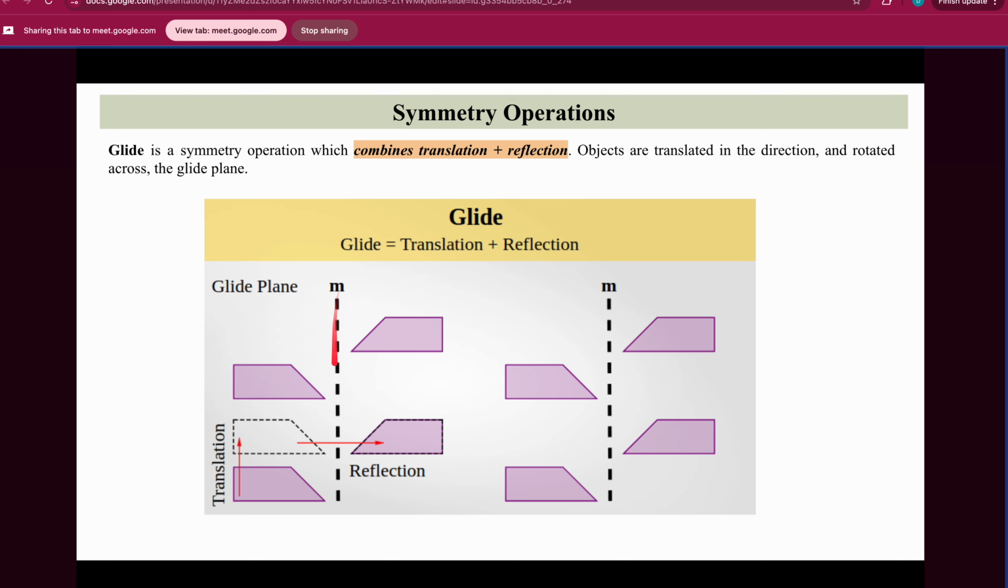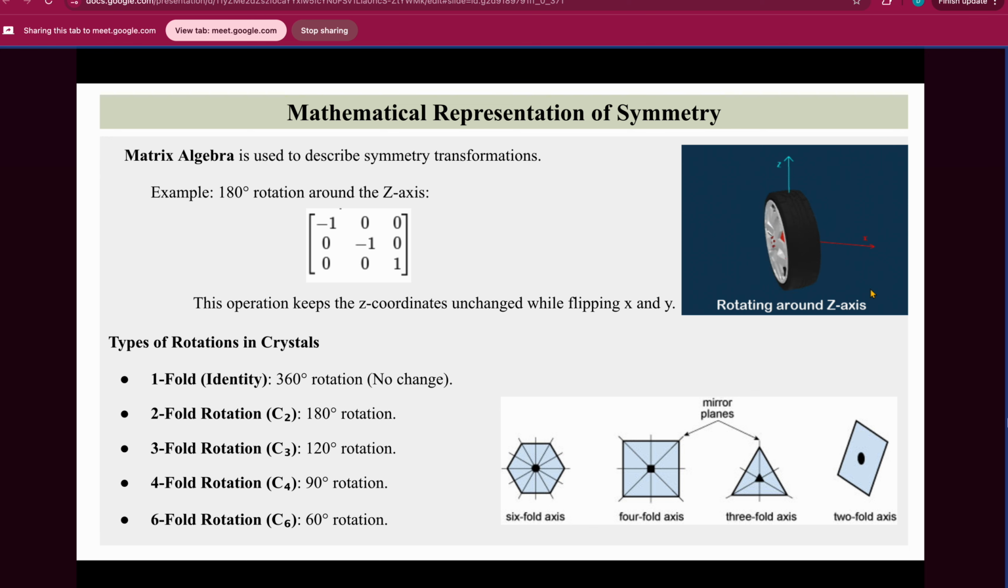Okay, so this is the glide plane, and from the glide plane, if we calculate the distance of each point, that distance from the plane will be equal for each and every point among both these crystals. So in this case, you only need to remember the glide plane and the combination of translation and reflection. So this is about the glide.